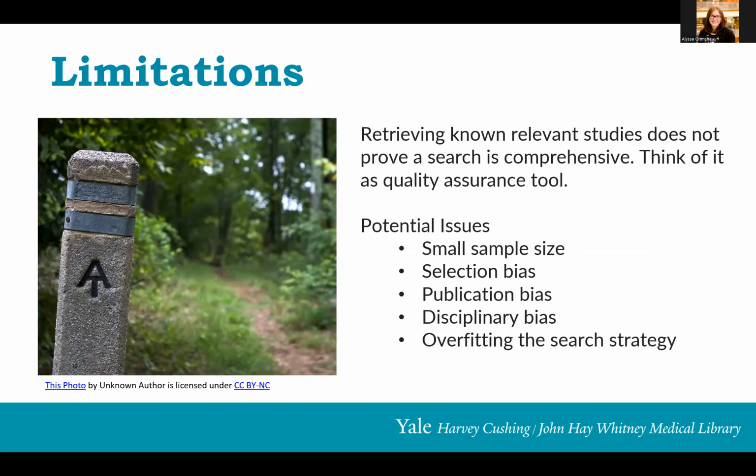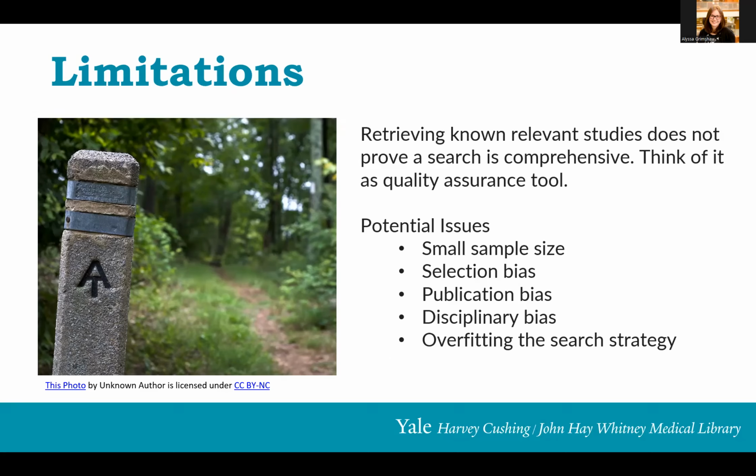Okay, so retrieving known relevant studies does have significant limitations. This process does not prove that your search is comprehensive. Think of it more as a quality assurance tool. It's a useful test, but not a perfect test. It's important to understand what they can and cannot tell us. If your search retrieves all your known relevant studies, it's encouraging. It suggests that your search is capable of finding at least some of the studies that meet your eligibility criteria. However, retrieving those studies does not prove that you've identified all the relevant literature. Let's take a look at some reasons why.